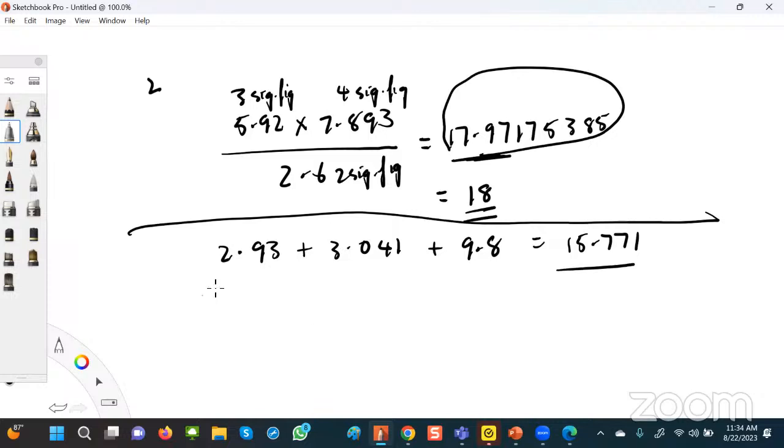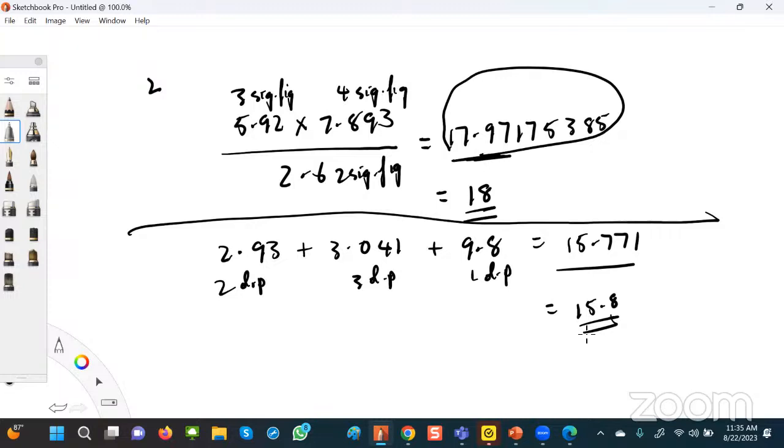And the answer is, you round this off according to the lowest number of decimal places among the numbers involved in the calculation. If you look at this number here, you see that you have 2 decimal places. Here you have 3 decimal places. Here you have 1 decimal place. So what does that mean? What's the answer in this case? 15.8, exactly.